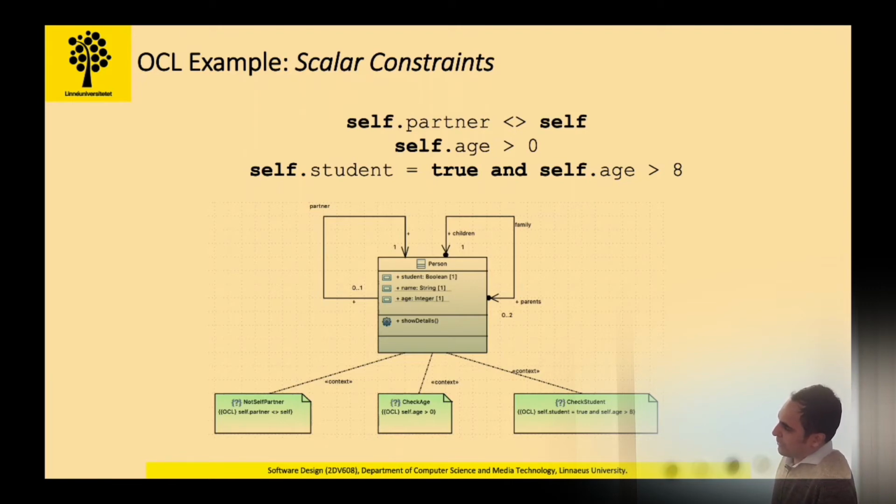We also want to check if the age is always greater than 0, because the age cannot be negative. In this way we can do that: self dot age is greater than 0. We can also check if the person is a student, and he can only be a student if his age is greater than 8, let's say. In that case, we want to check if self.student, so student is the Boolean attribute, equals true, and his age is greater than 8. So these are the 3 simple examples.